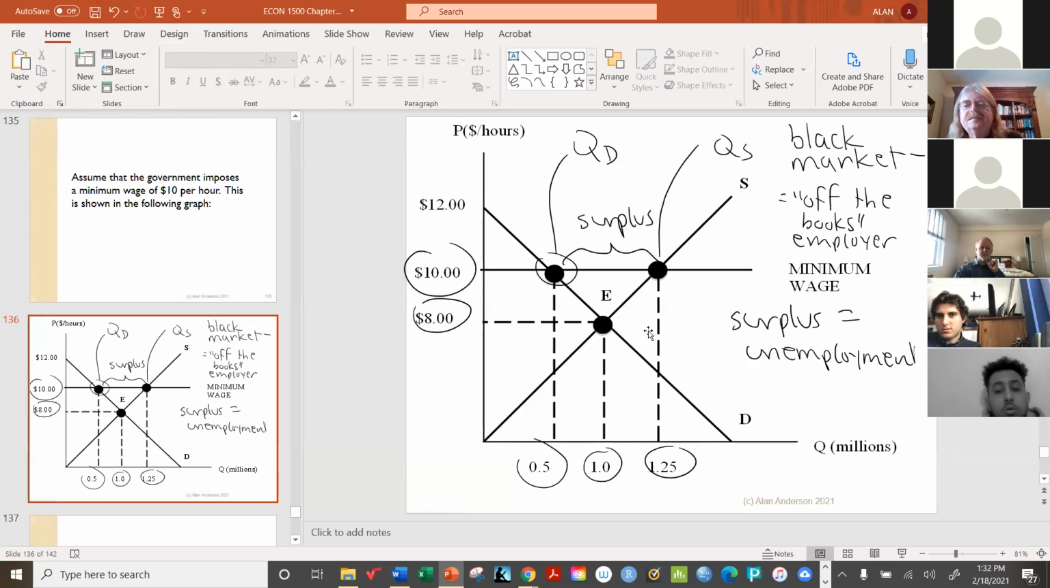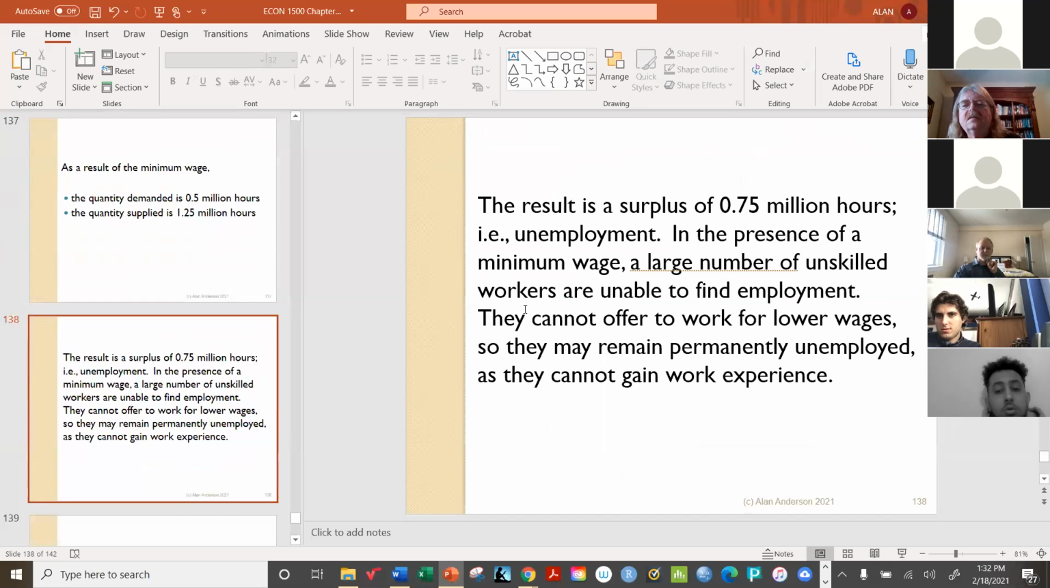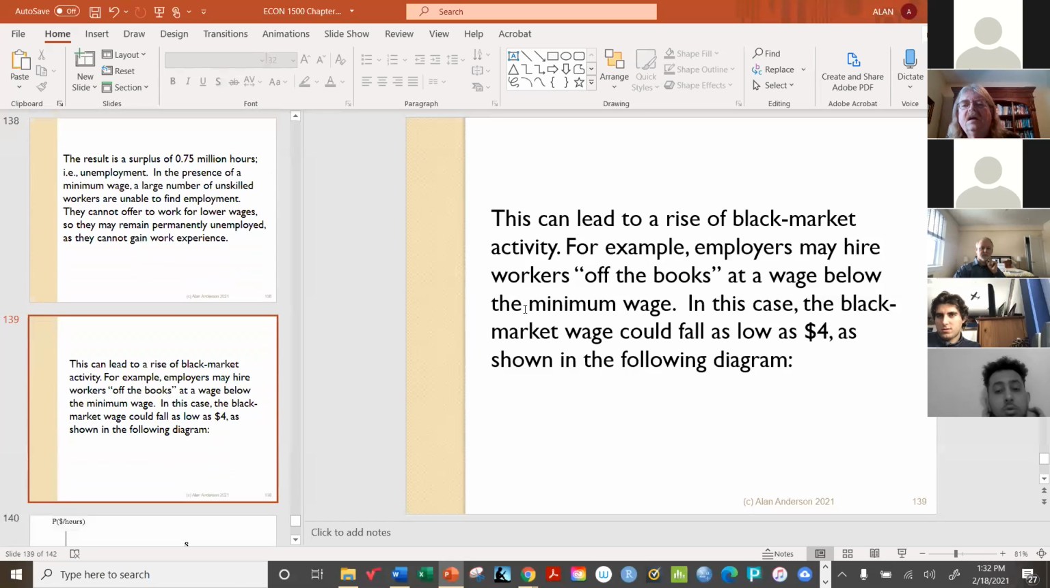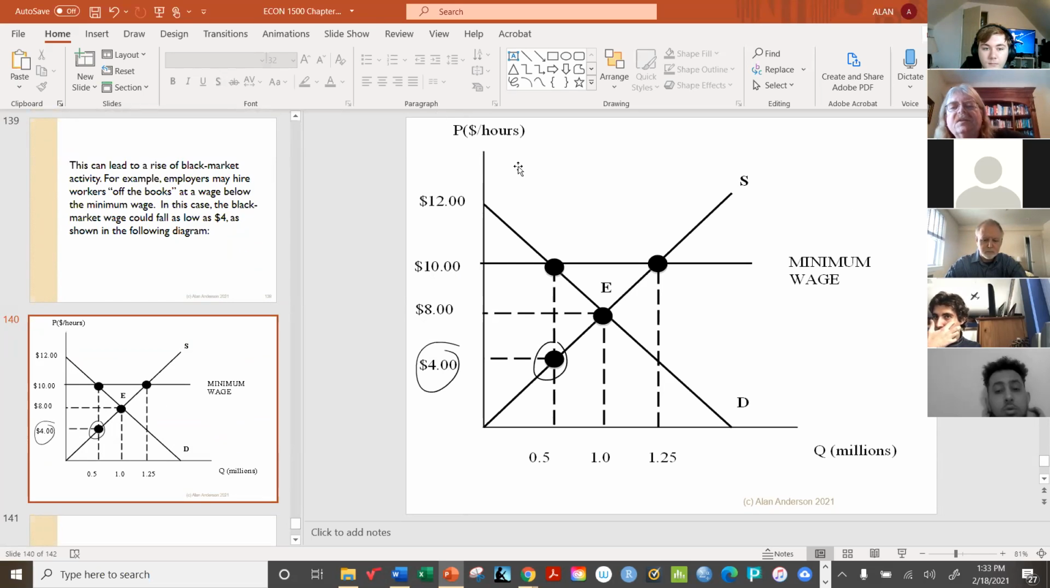So anyway, the effect here, the bottom line is that there'll be a permanent surplus of unskilled labor, and it's not possible for them to find work unless they work off the books in the black market. Okay, so that's the reality of this. And now, using the same logic as before, there were 500,000 people who were willing to work for as little as $4 an hour, which means there could be a lot of black market working off the books at $4 an hour, in spite of the official $10 minimum wage.